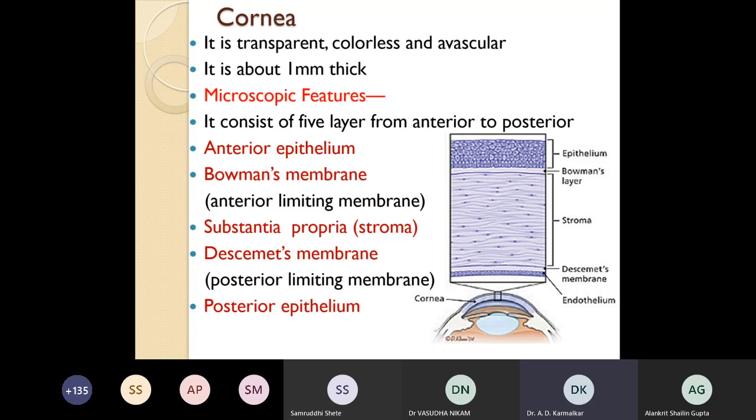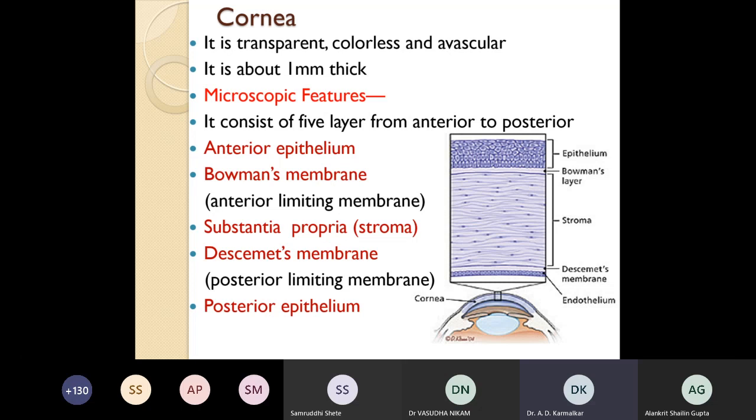You can put in the chat box which are those avascular tissues in the body that we have discussed. This cornea is about 1 millimeter thick, and it is made up of different layers. There are 5 layers, starting from the anterior aspect to the posterior. So this is a schematic diagram for better understanding. First, the anterior epithelium, which is stratified squamous non-keratinized, and as you know the features of stratified squamous non-keratinized epithelium, we'll discuss in the next slide.